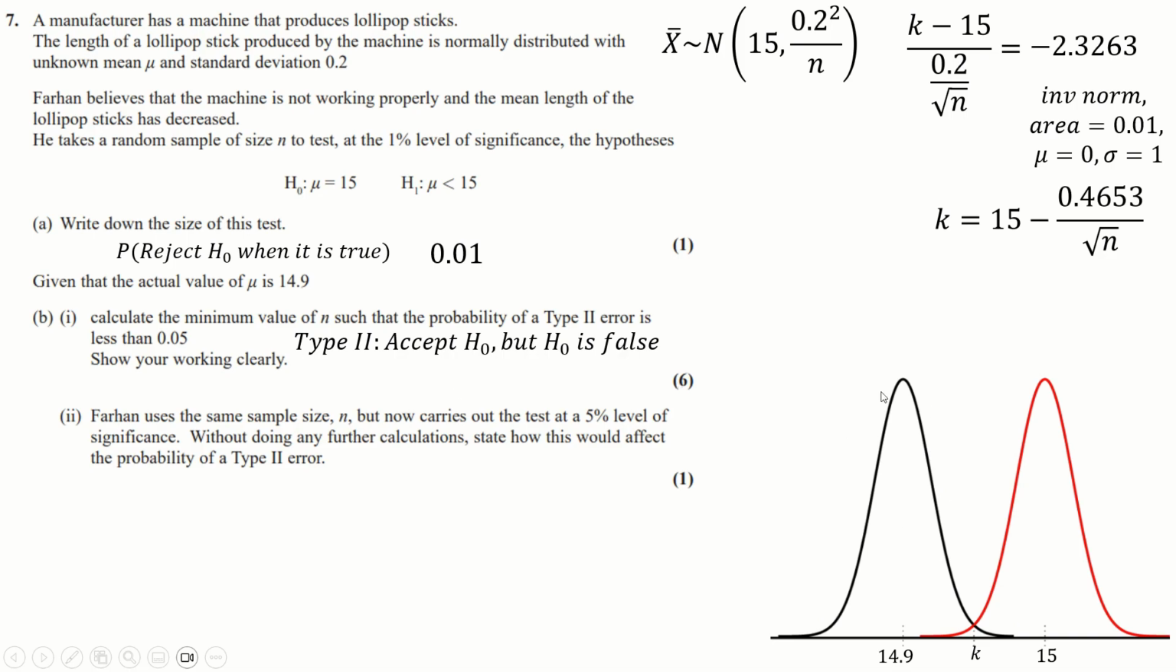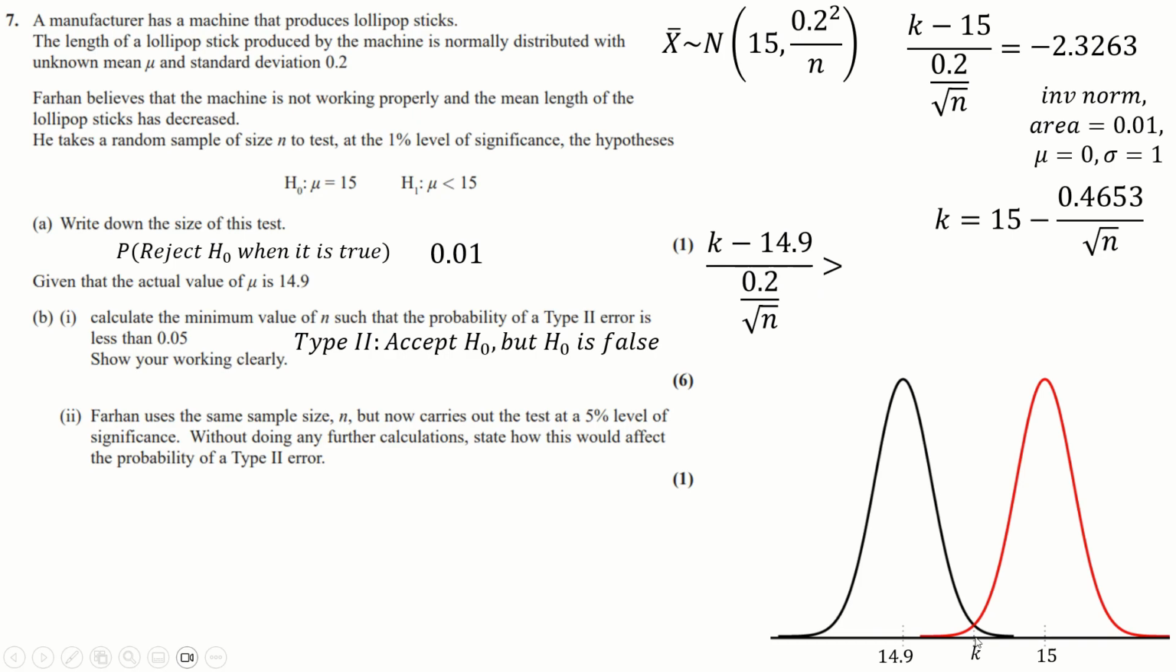We're actually in here with a mean of 14.9. So we want to be in this little area here underneath the black graph, and we want that area to be less than 0.05. So again, we're going to do another standardized normal distribution thing here, but this time we're going to standardize it against the black graph because that's where we actually are. So it's going to be k minus 14.9 this time, over the same 0.2 over root n that we had before, because the sample size isn't changing.